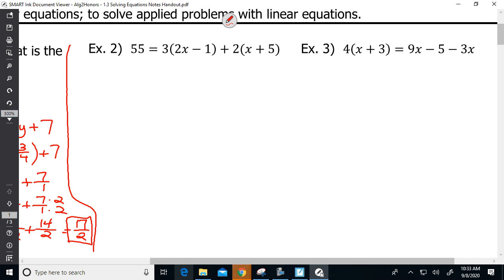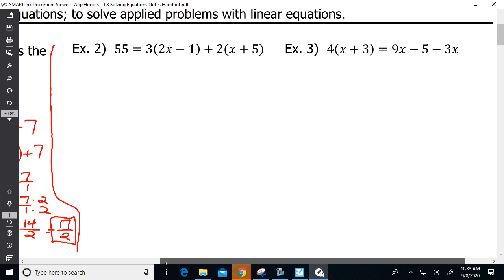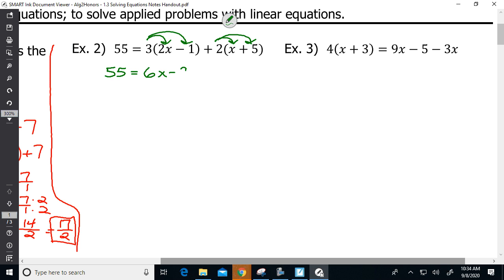Alright, problem 2. Getting to something that we're a little bit more familiar with, something else we like. So now we have a multi-step equation. Variables are on one side, but it's a multi-step equation. So notice that we have parentheses in the problem. We're going to have to distribute those. It's 55 equals 6x minus 3 plus 2x plus 10. Then combine your like terms. 55 equals 8x plus 7.